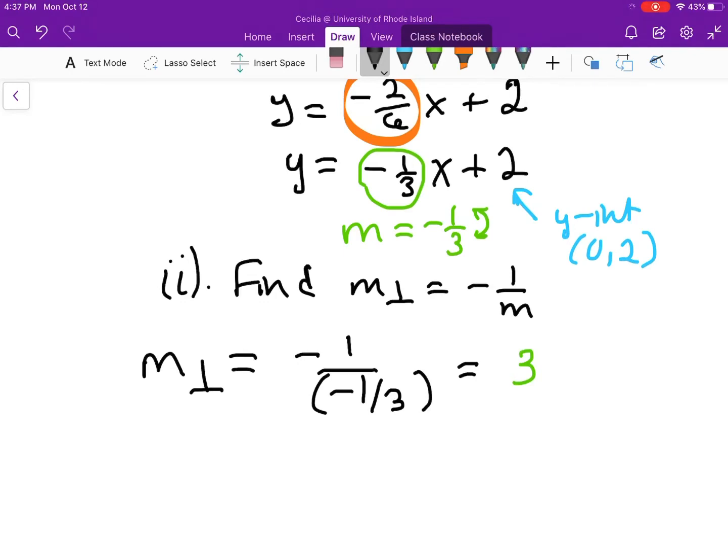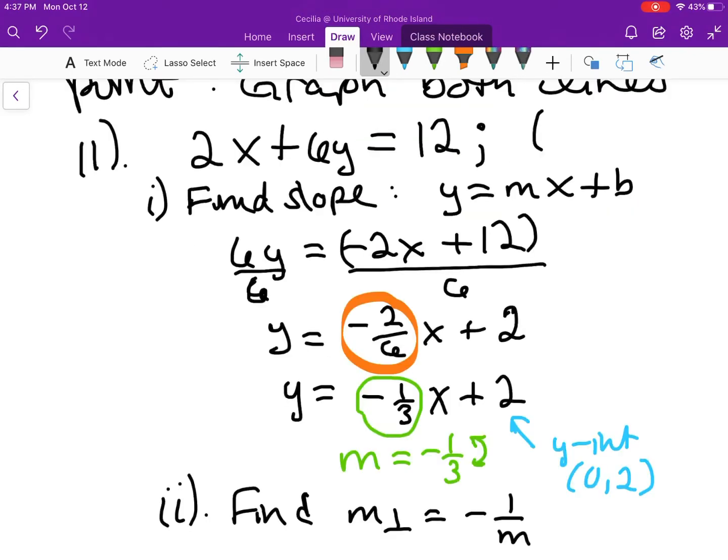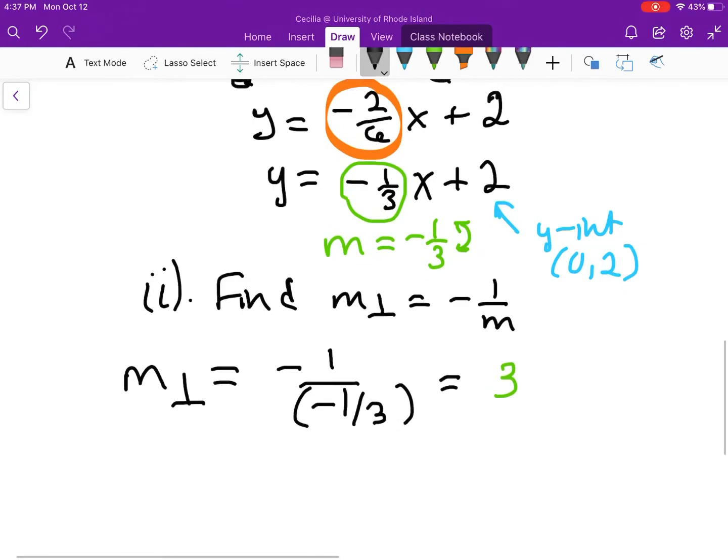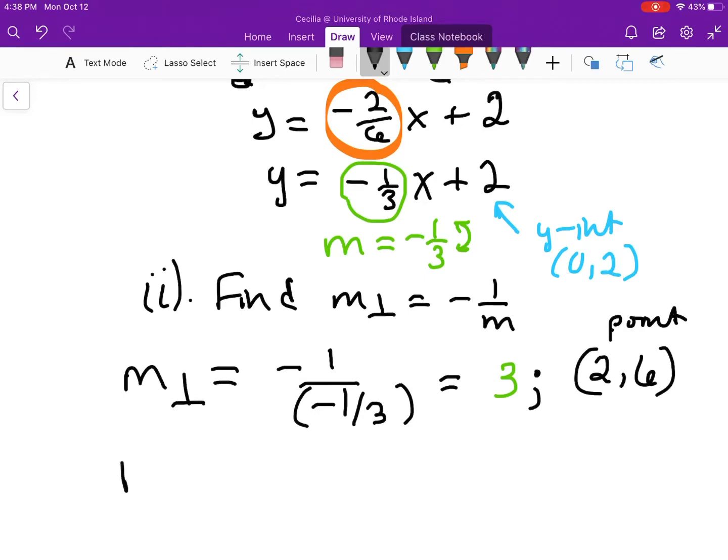Okay. That given point here, I'm going to add the point 2, 6. Okay. So now we have a perpendicular slope, and what we want to do is find the line that has this slope and goes through 2, 6. So here's our point, and here's our slope. So we're going to use the point-slope equation of a line.